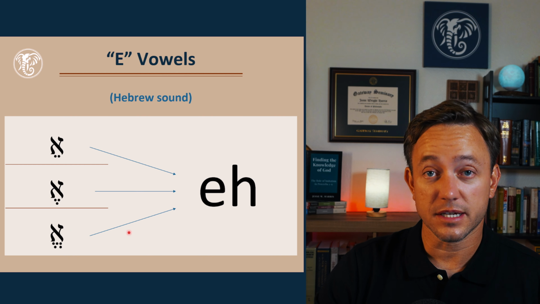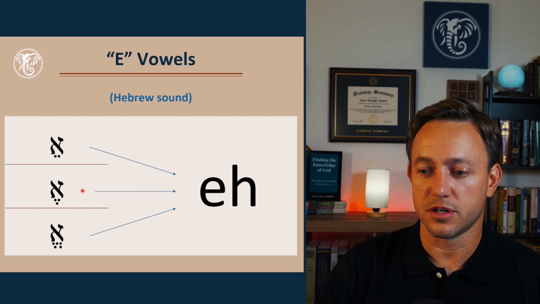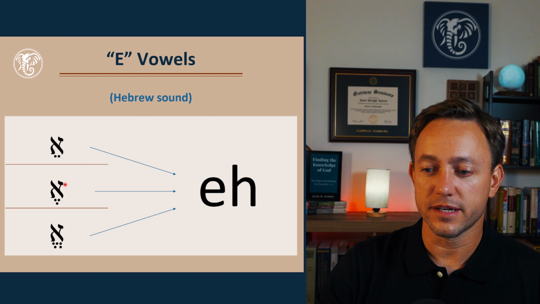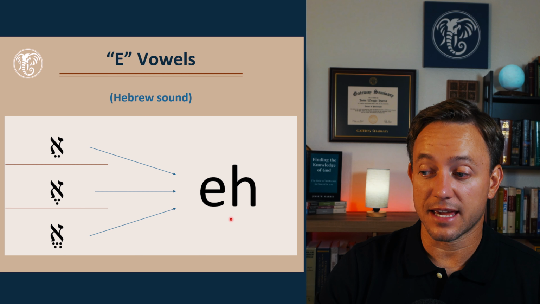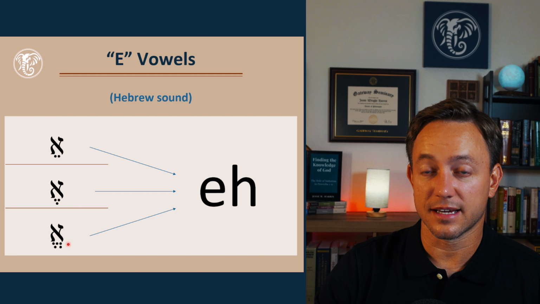Now, what's interesting about these, and it's kind of similar as with our A vowels, as you'll notice, is that all 3 of them have the same sound. Eh. So the sere, the segol, and the chataf segol all sound the same. Eh.